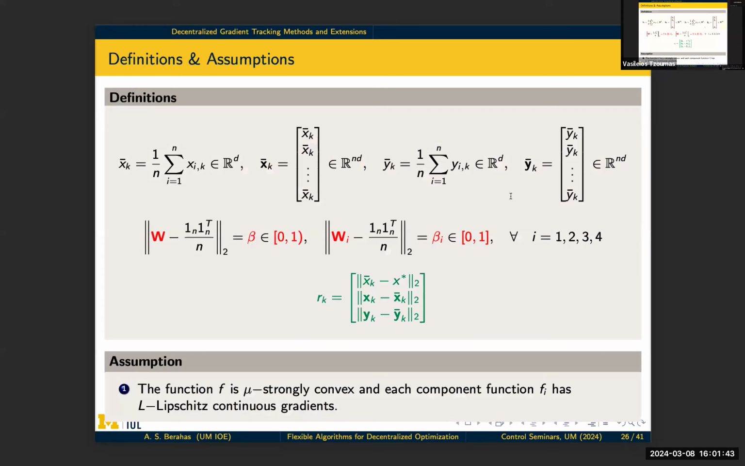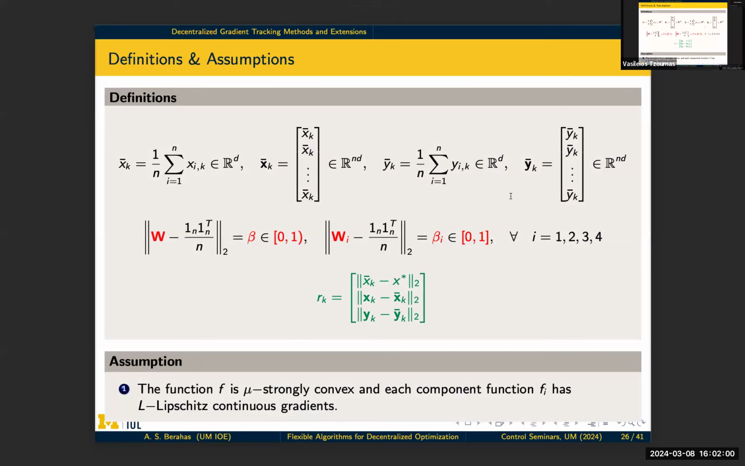So in order to do analysis, I'm just going to define some notation. So we have our x bar, it's the average of our local vectors. And then what we'll do just to fit the analysis, we'll do a concatenation of all the same vector x bar. We're going to do the same thing for y.